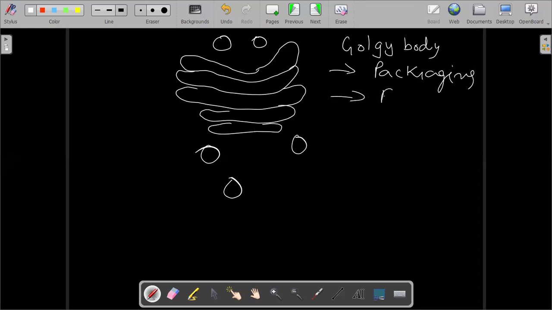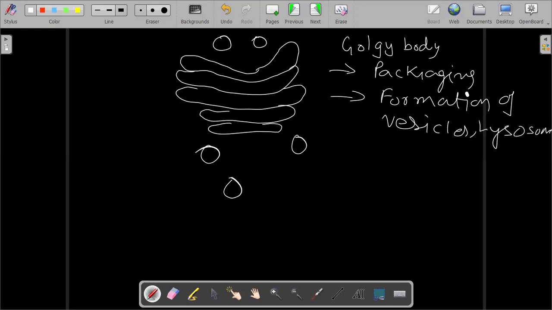They help in the formation of vesicles and lysosomes; these are done by the Golgi bodies. So you can say that the Golgi bodies act for housekeeping purposes. One of the faces, the upper face, is known as the cis face. Oh, sorry. The upper face is known as the trans face, and the lower face is known as the cis face. It is also called the forming face of the Golgi body.